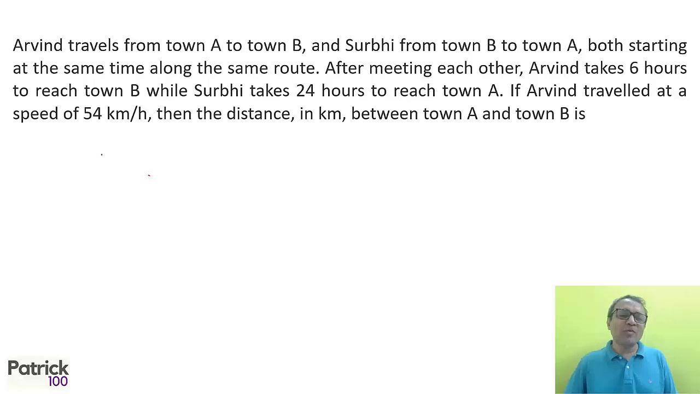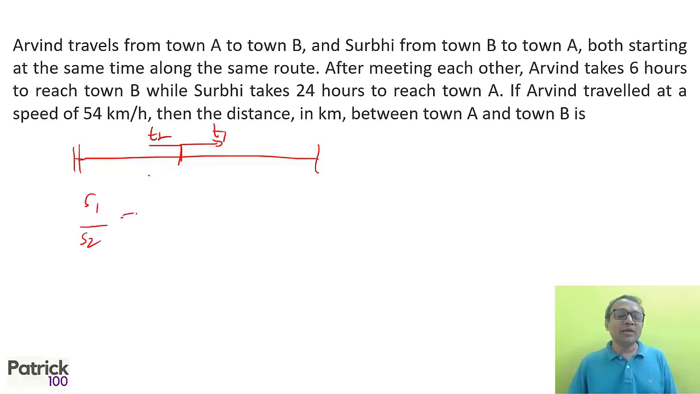This is based on a formula that if two things are going in the opposite direction and after meeting they take time, let's say T1 and T2, then speed of 1 upon speed of 2 is nothing but square root of time 2 upon time 1. So in this case, speed of Arvind upon speed of Surbhi is equal to square root of time taken by Surbhi and time taken by Arvind after meeting.